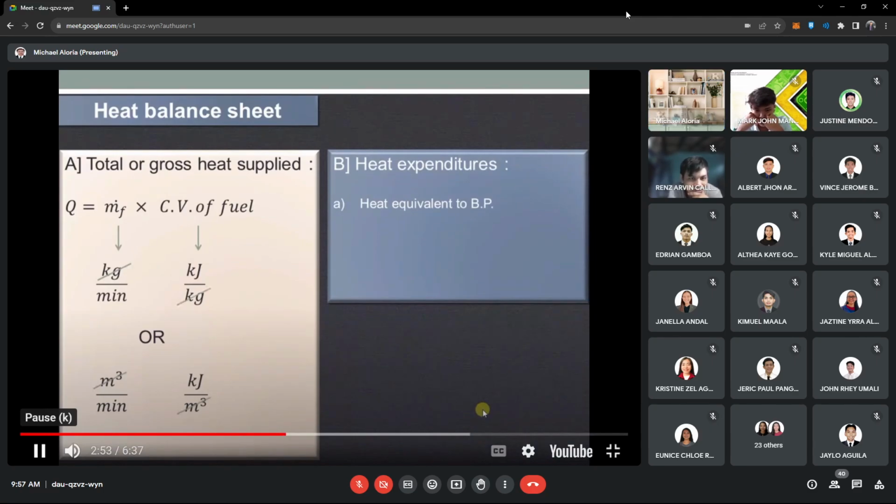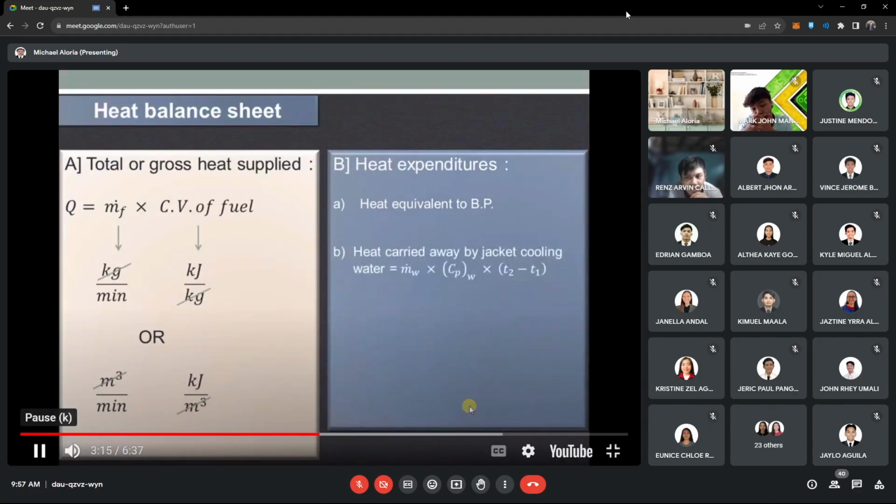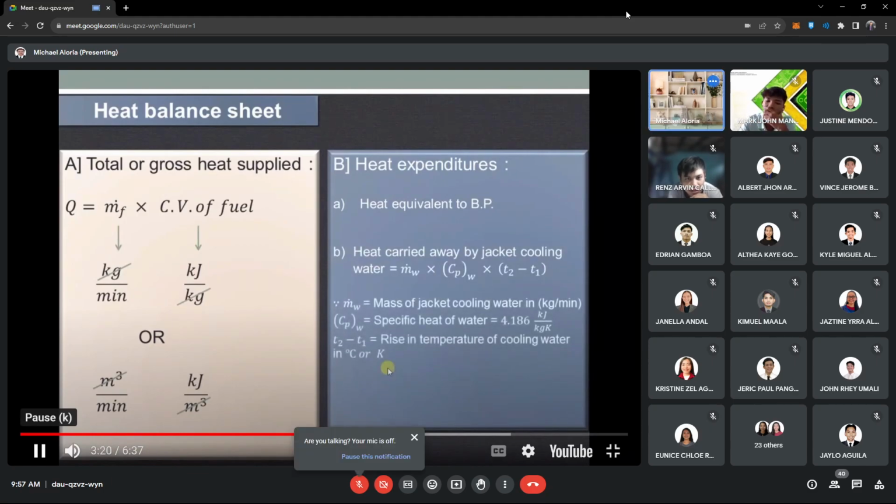Now suppose the brake power is expressed in kilowatt, that is kilojoule per second. As we have seen earlier, here we are drawing the heat balance sheet on a kilojoule per minute basis, and kilowatt is nothing but kilojoule per second. Then we have to multiply the brake power of the engine by 60, so that it gets converted to kilojoule per minute. Heat carried away by jacket cooling water, as we have just seen, is m cp delta T, where m dot w is the mass flow rate of the jacket cooling water in kg per minute, because we are drawing the heat balance sheet in kilojoule per minute.